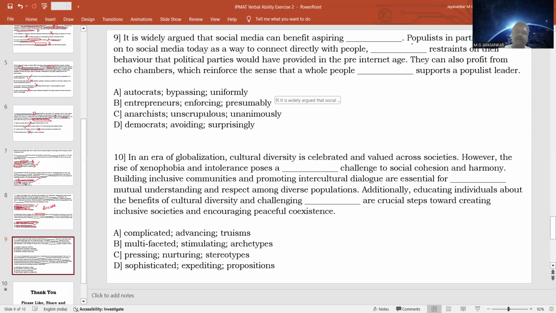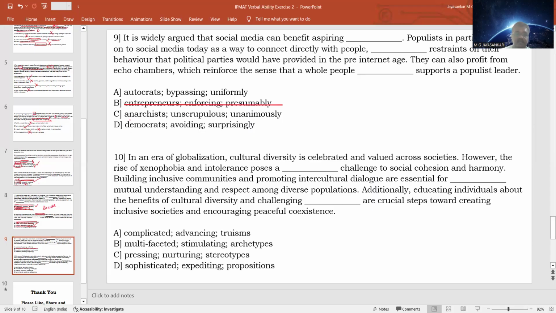So it says that social media can benefit aspiring dash, aspiring autocrats. Correct. An autocrat is somebody who wants to have the full authority concentrated on him. Such a person is an autocrat. So social media can benefit autocrats. Now, entrepreneurs, businessmen. Are we talking about businessmen here? No, we are talking about politics and how a person who wants to become popular can make use of social media to break the restrictions imposed by political parties, directly connect with people, and then gain a lot of popularity for himself. So we are not talking about entrepreneurs or their policies. Entrepreneurs means businessmen. So since we are not talking about businessmen, we can completely ignore this option.